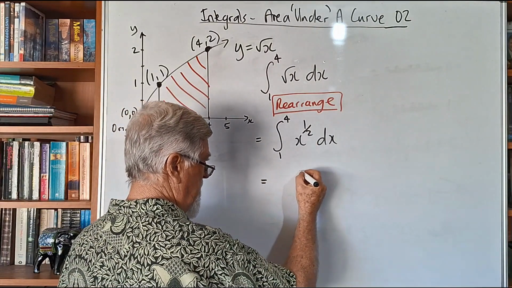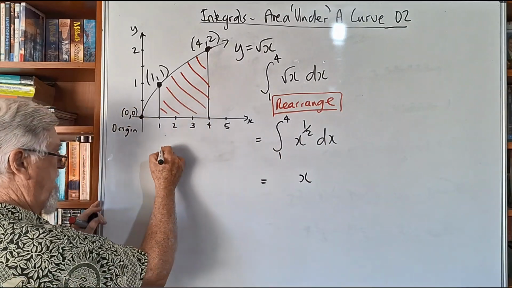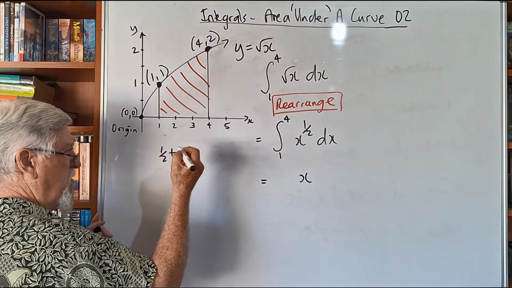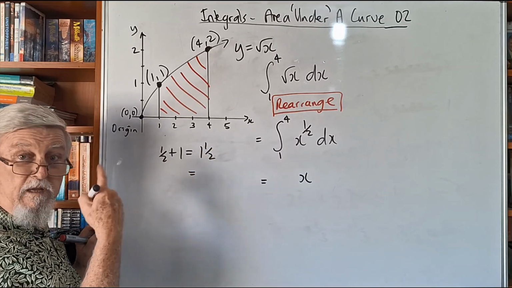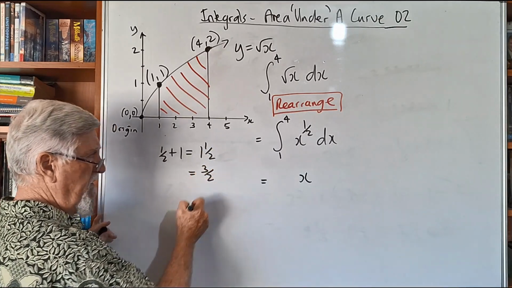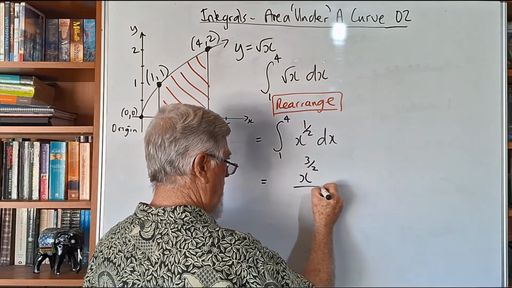So let's have a look at what happens. We're going to add 1 to the half. Now most of you should be okay with a half plus 1. You could write it as 1 1/2, but most people in math, it's like an unwritten law in the world, write it as 3 over 2. So I've got x to the 3 over 2. Now I divide by what?